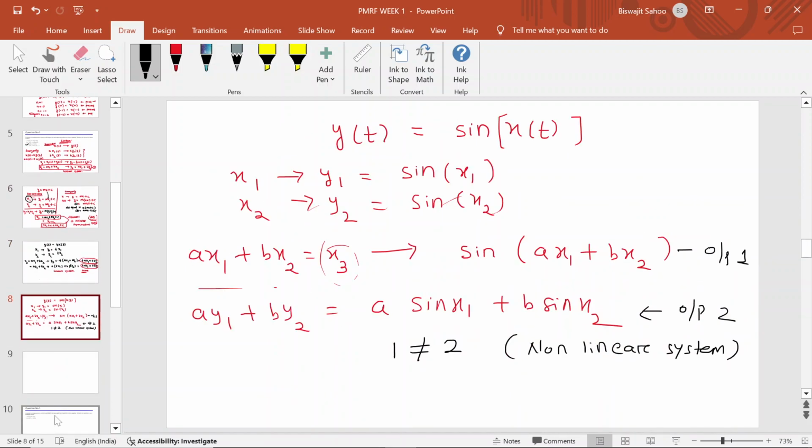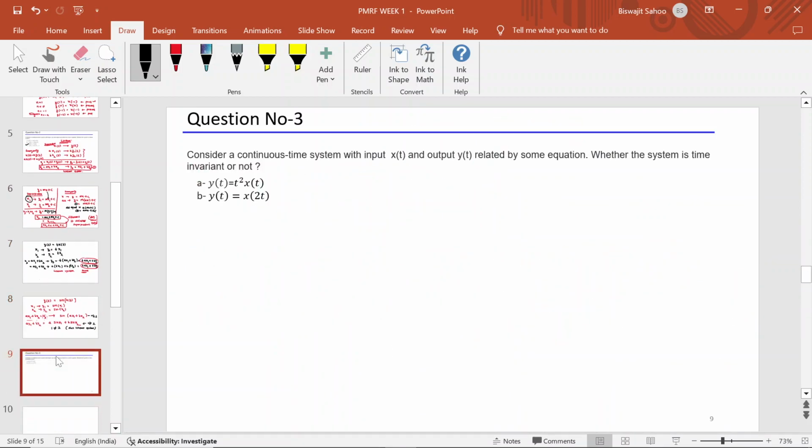Let me move to this slide, question number 3. Question number 3 is another type of classification of systems, that is, whether a system is a time invariant system or a time variant system. One or two examples I have taken here. First of all, you have to understand what a time invariant system is.